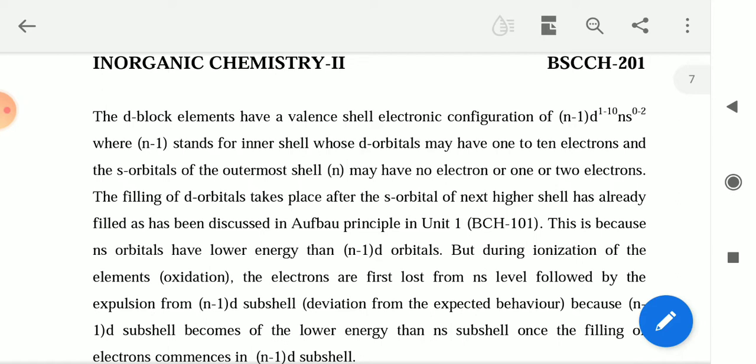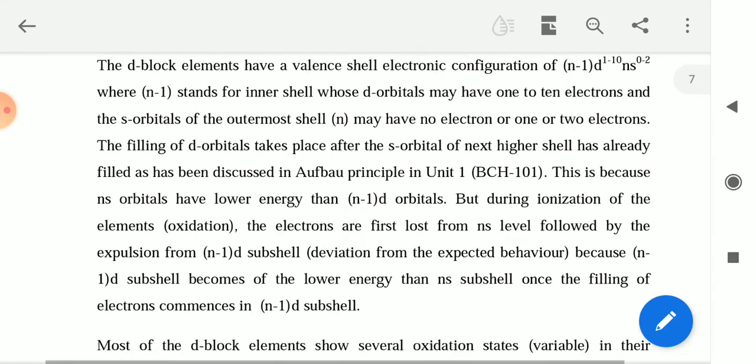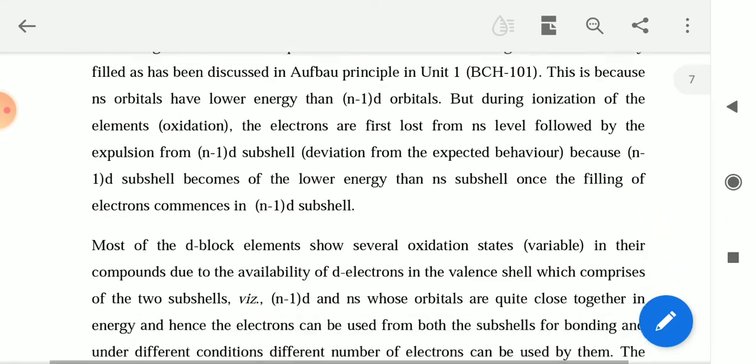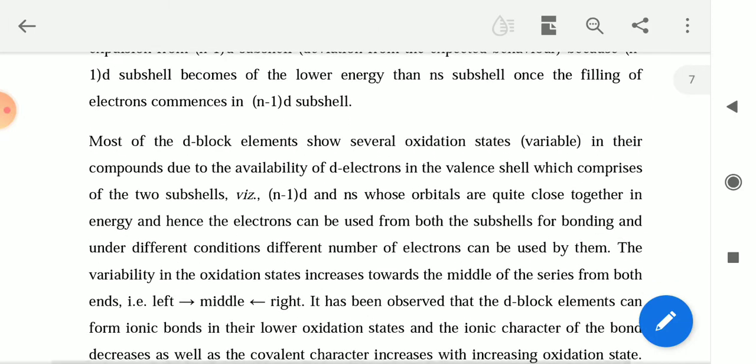The filling of d orbitals takes place after the s orbital of the next higher shell has already filled, as has been discussed already in the Aufbau principle, which describes this kind of filling of the electrons. Most of the d block elements show several oxidation states. This is a specific characteristic of the transition elements: they show variable oxidation state because they have vacant d orbitals.